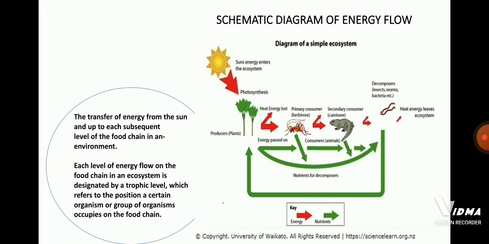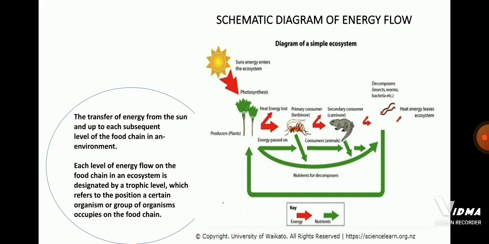I am sure by now you must have understood the meaning of an ecosystem, which is the basic unit in the environment consisting of abiotic and biotic components that interact with each other, exchanging energy and nutrients to form a stable system. Right? This particular diagram will give you information about a simple ecosystem where there is energy flow.